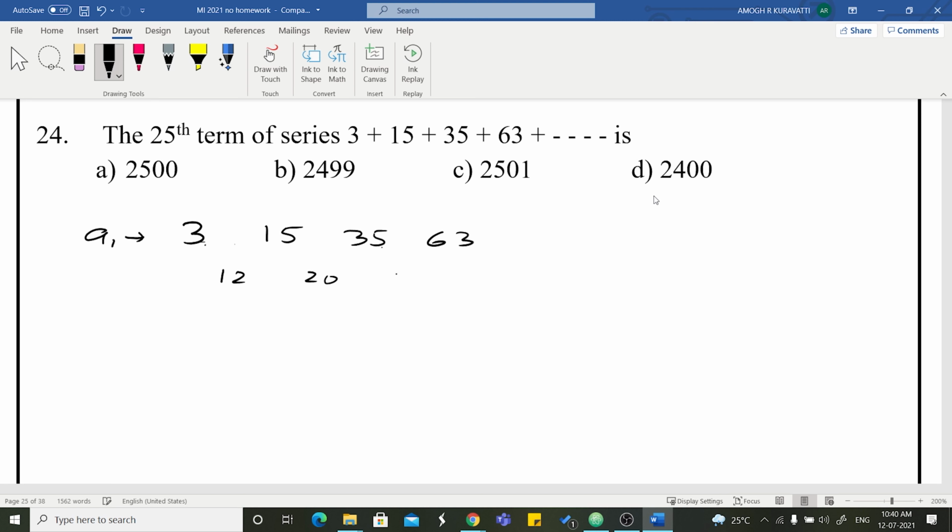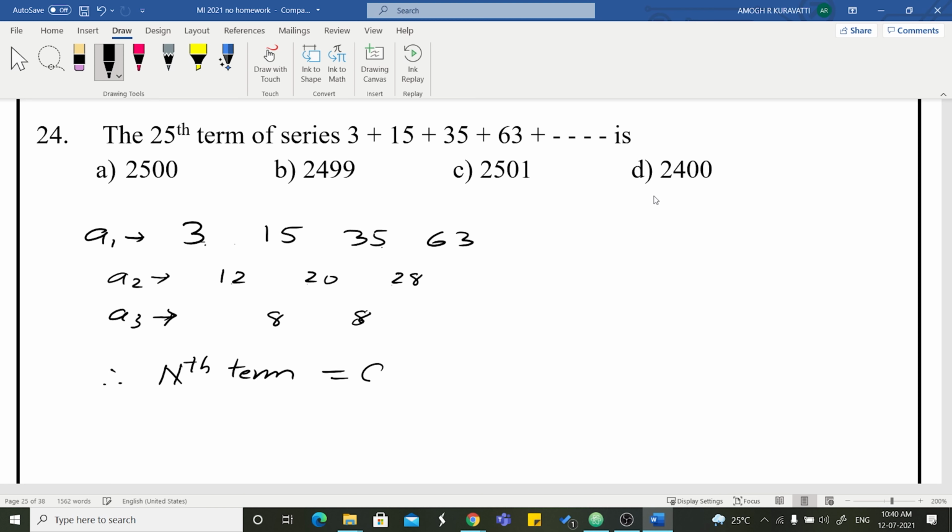What is the difference of these two? How much? 28. Again, is it in AP, 12, 20, 28? Yes, because the difference of these two is 8. Here the difference is 8. Correct? This is the second sequence, 8. This is the third sequence. Go on, continue this method till you get the same difference. Therefore, if the given series is not in AP, to convert it like this.